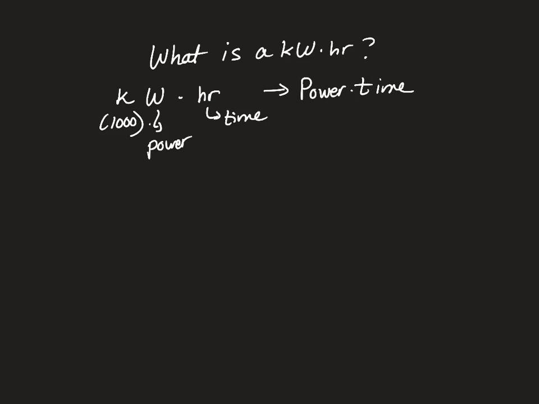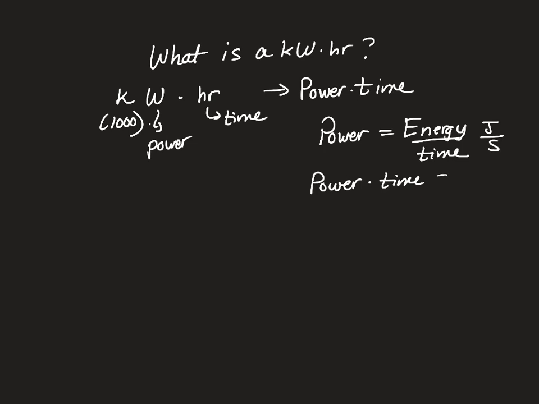What's the actual definition of power? Power, if you remember, is equal to the energy expended, the energy dissipated, divided by the time. So it's joules per second. It's the rate of energy expenditure. So if you just look at it that way, power times a time is a unit of energy.